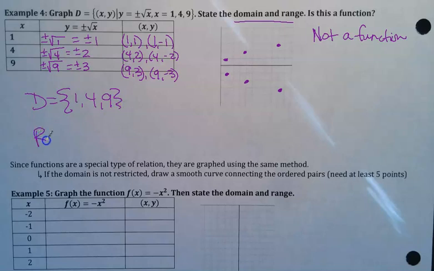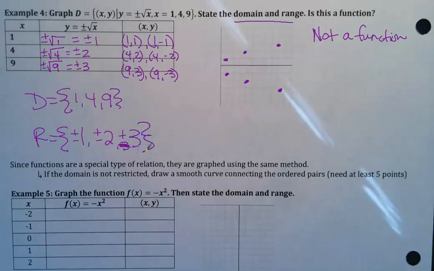Good. Range then is, positive and negative 1, positive and negative 2, and positive and negative 3. Good. Okay. Doing okay? All right.